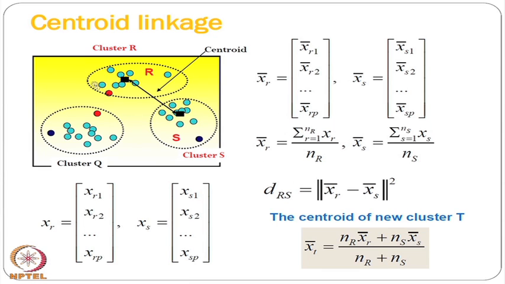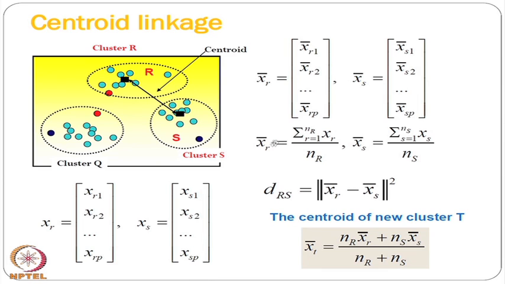How are we finding this here? You are summing over r equal to 1 to nr, where n capital R is the number of elements in this cluster, and n capital S is the number of elements in this cluster. Then for each variable you find the mean value, that is the sum total of individual variable values up to nr observations divided by nr. Similarly, for this you get this one. So, xr bar and xs bar are vector quantities of size p cross 1.